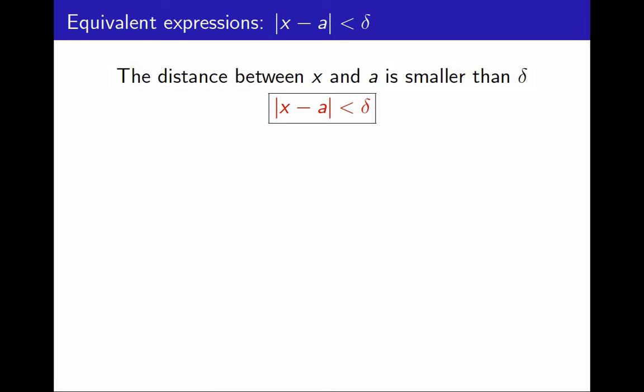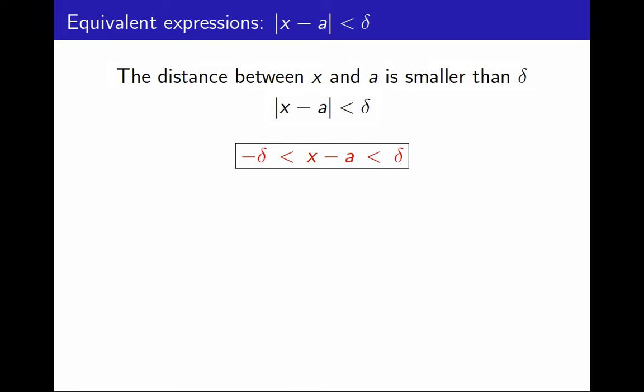But this inequality includes an absolute value, and algebraically sometimes this is hard to handle. We can get rid of the absolute value by doing the following. Saying the absolute value of a number is smaller than delta is the same thing as saying the number is between minus delta and delta. So these two lines are entirely equivalent. But in the last one, I now have two inequalities instead of one, but the absolute value is gone. And that normally makes the algebra easier.